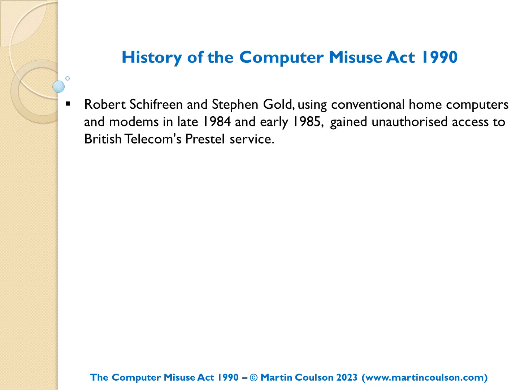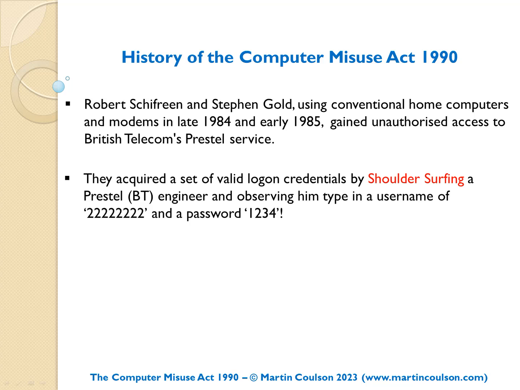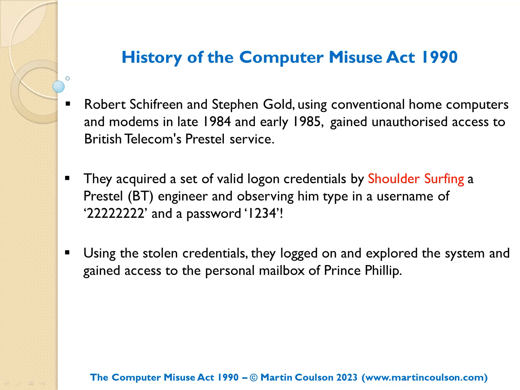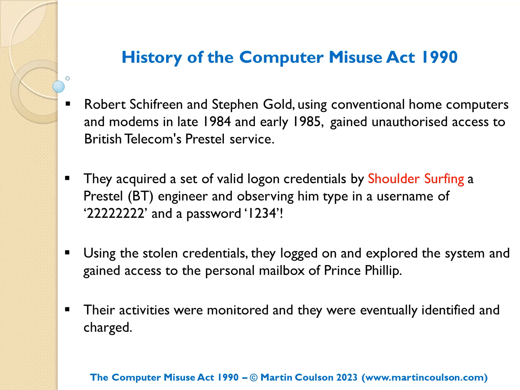It all began when Robert Shifrin and Stephen Gould, using conventional home computers and modems, in late 1984 and early 1985, gained unauthorized access to British Telecom's Prestel service. They acquired a set of valid logon credentials by shoulder surfing a Prestel BT engineer and observing him type in a username of 8 twos and a password of 1234. Then, using the stolen credentials, they logged on and explored the system and gained access to the personal mailbox of Prince Philip. However, their activities were monitored, and they were eventually identified and charged, and so the legal case began.